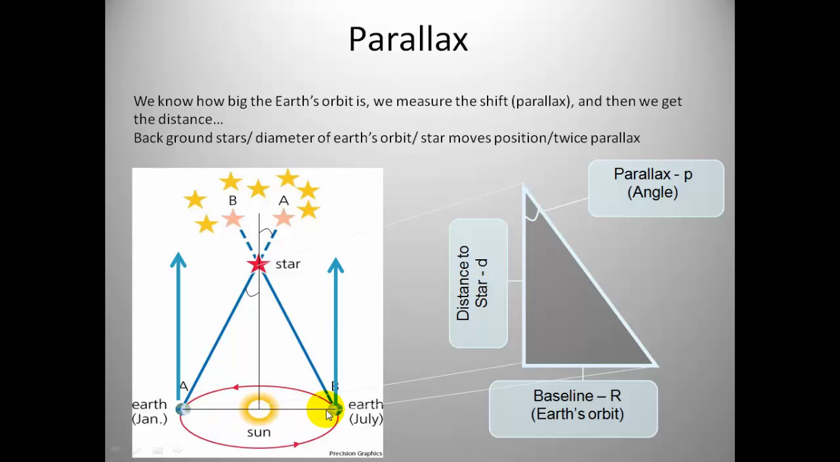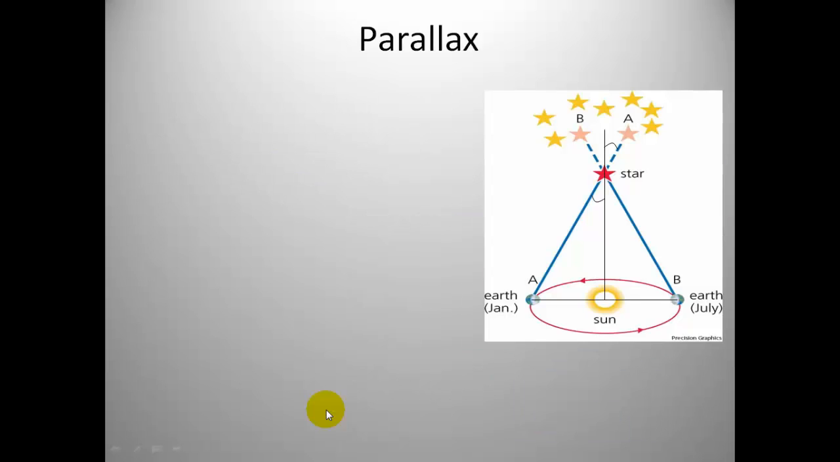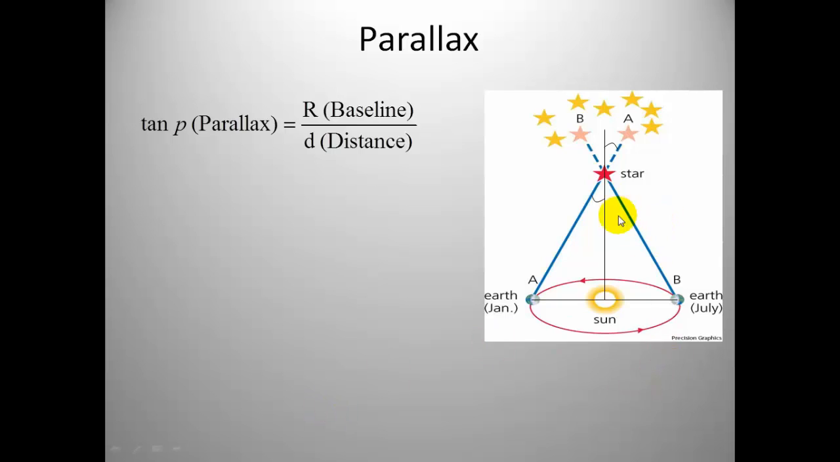And here we have it again. If we calculate this, the tangent of this angle, because we have the adjacent and the opposite sides, is equal to the base divided by the distance. For very small angles, the tangent of an angle is equal to the angle. So it's basically going to be r divided by d.